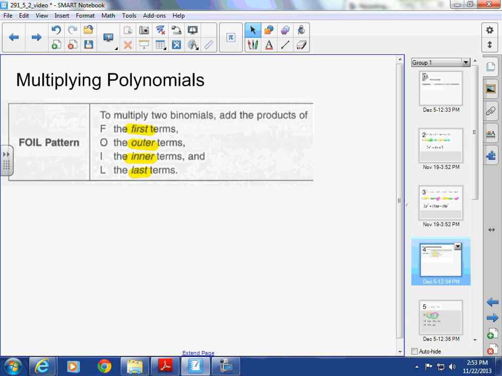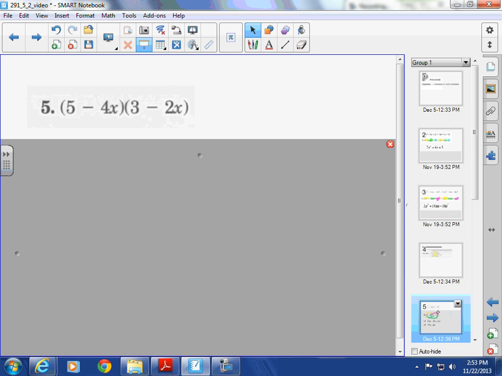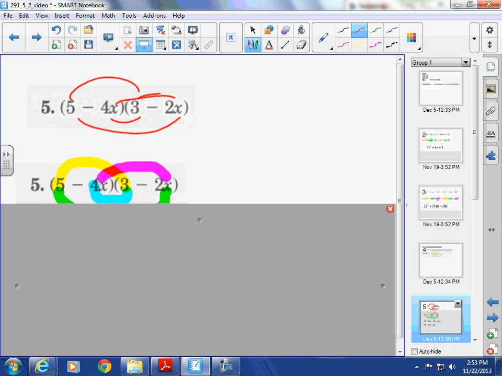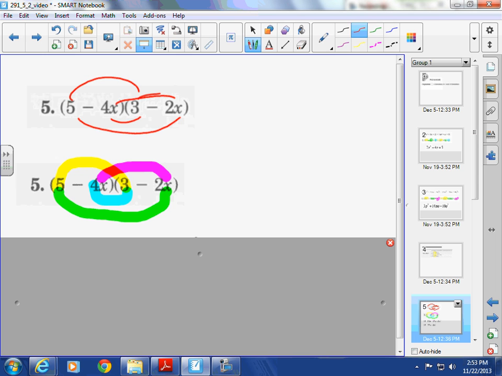You may remember the expression FOIL. FOIL stood for first, outer, inner, and last in the multiplication process. Here is a binomial, 5 minus 4x, times the binomial 3 minus 2x. So we're going to multiply first times first, outer, inner, and then last times last. You can see I've highlighted that here.